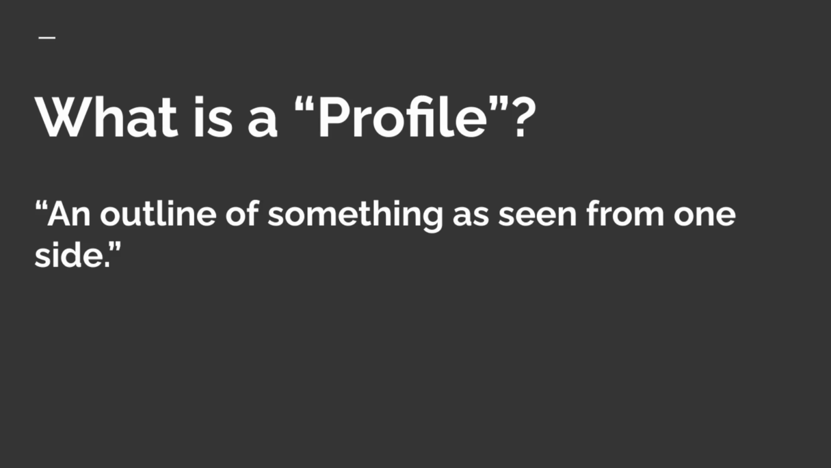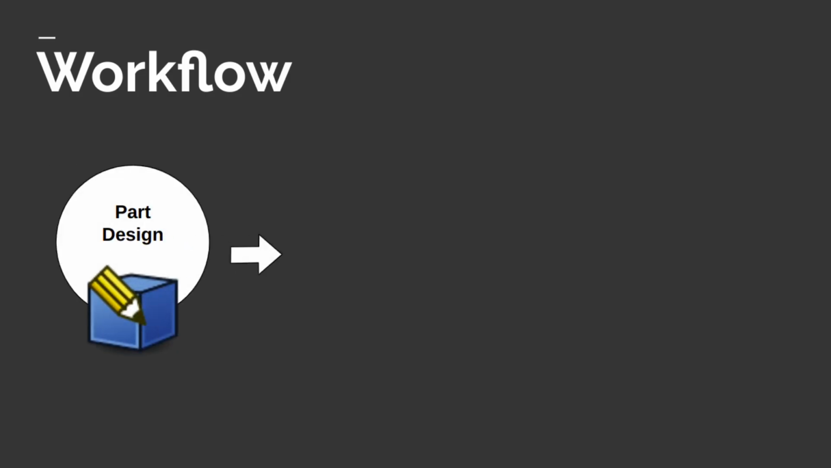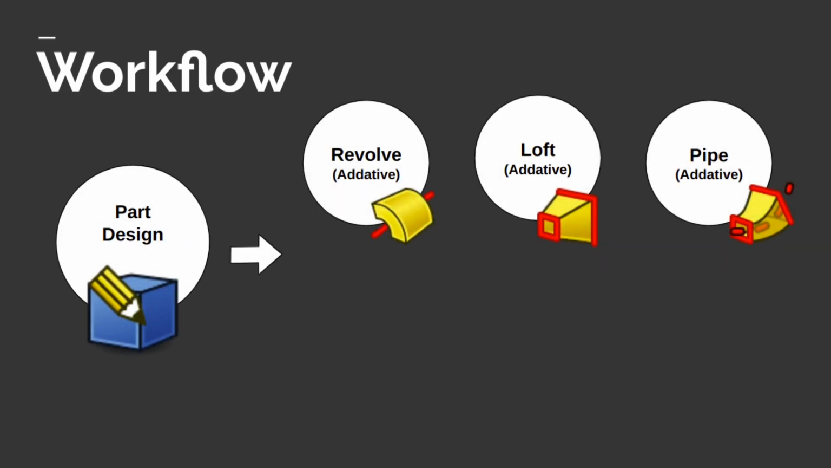But we're not limited to extrudes. For example, in a part design workflow, we have a number of additive operations that allow us to use a profile in a different way. Whether that be revolving the profile around a set degree, lofting the profile along other profiles, allowing it to morph into shape, or using something called a pipe, also known as a sweep, where we create material along a path using our profile or multiple profiles.